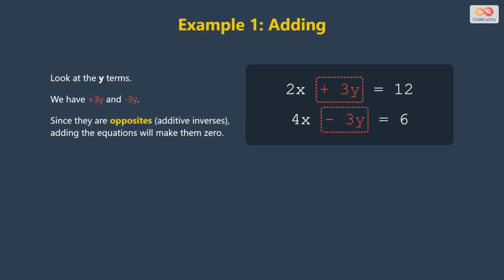Let's look at our first example. We have two equations, 2x plus 3y equals 12 and 4x minus 3y equals 6. Notice the y terms. We have positive 3y and negative 3y. Since these are opposites, we will add the equations.